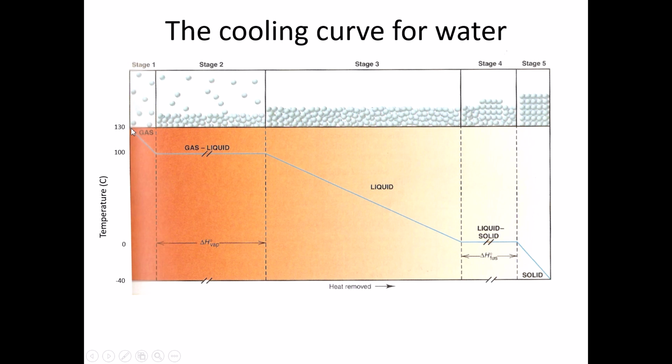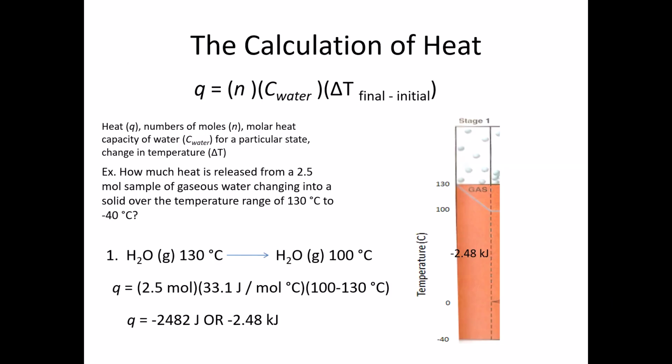So heat is going to be released, kinetic energy decreases, temperature decreases. Then we'll have our phase change from gas to liquid using our delta H of vaporization, or rather the negative delta H of vaporization. Then our stage 3 is cooling the liquid. Alright, then we have our phase change, negative delta H of fusion, until we get to solid, and then our last stage is cooling down the solid. So let's look at the calculation.